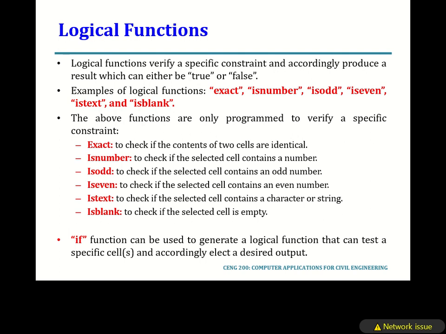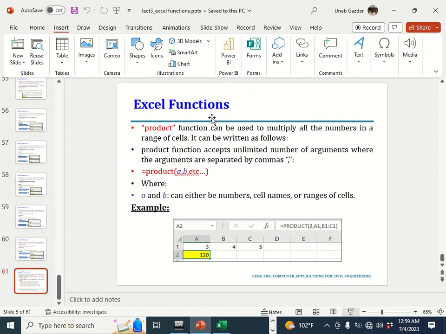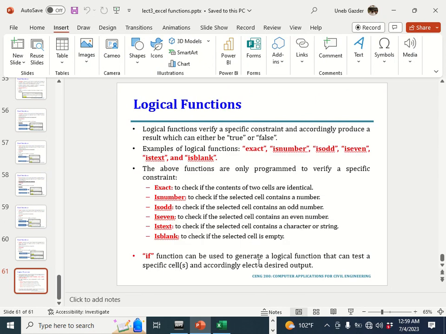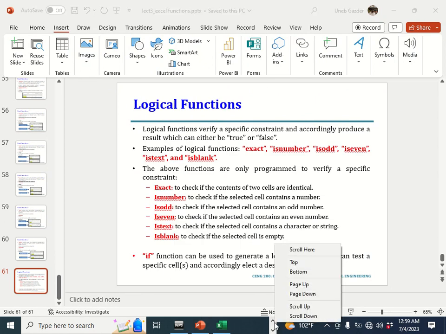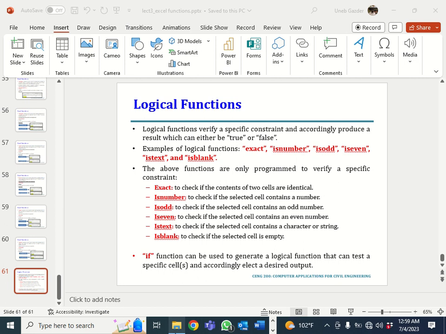Now all these conditions have fixed output, right? There are two outputs for all of them. What are the outputs here? If the condition is met, the output is true or false. But there are other general functions as well which can take more inputs and outputs. Let us look at them now.